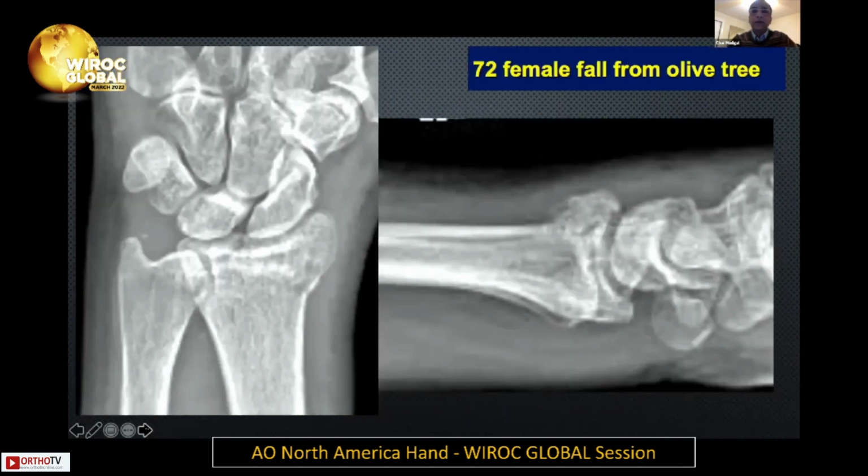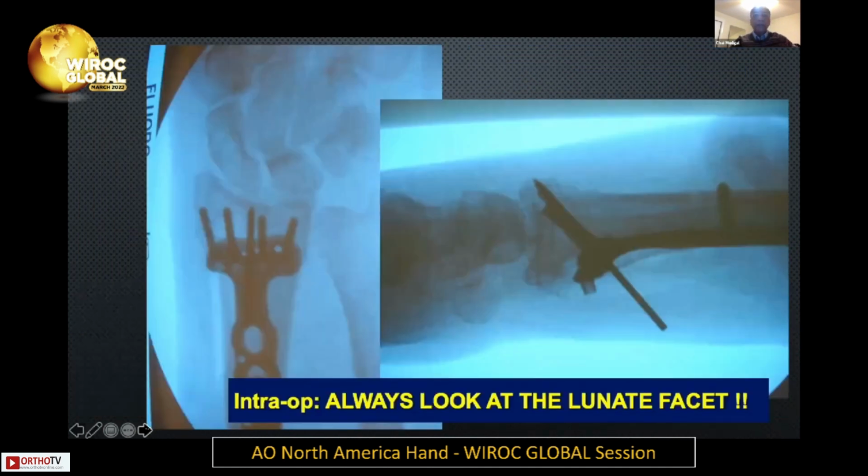Here's a lady who fell out of an olive tree, and when she comes to see me, you can see that her teardrop angle is actually reduced, thereby suggesting some degree of central impaction. So I was reasonably confident that I could address this with a volar monoblock plate and went about doing that. But here's the lesson I learned: intraoperatively you must always look at the lunate facet, because there was something not quite right, as shown by these red arrows.